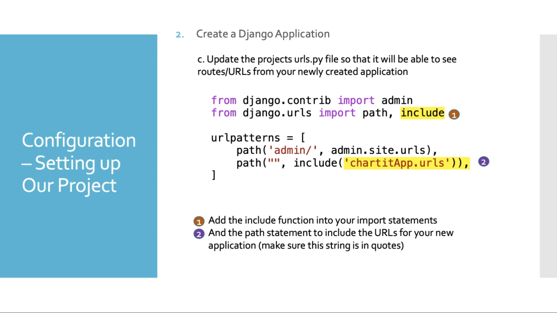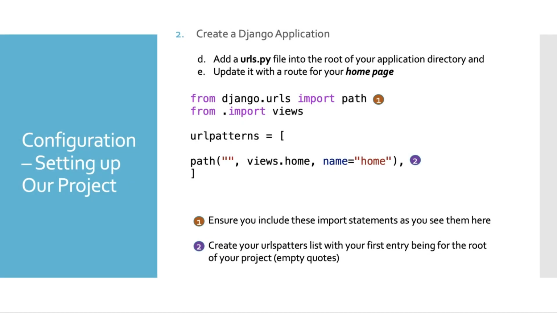So now we're going to update the project's urls.py file, not the application's urls.py, but first the project urls.py, so we'll be able to see the routes from our newly created application. There are two things that you want to do. One is in the import section. We have from django.urls import path, you want to add a comma and then the word include. Then within the urlpatterns itself, within this list, you want path, quotes, comma, include, and the name of our application, chartit_app.urls, in quotes within parentheses. Okay, those are the only two things you need to do here.